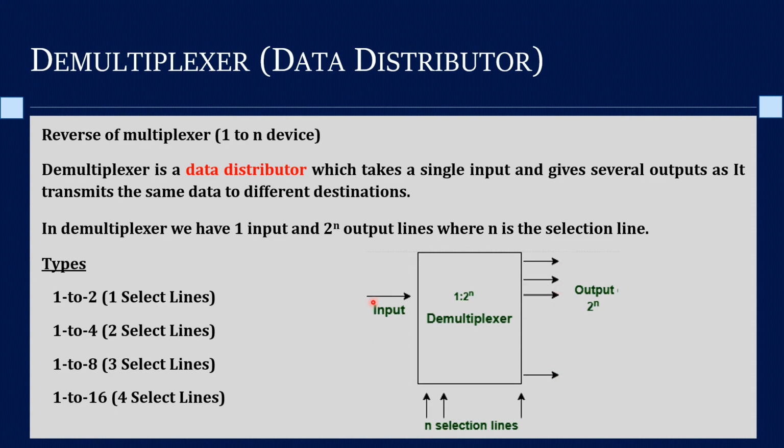Okay, so it consists of one input line, n selection lines, and 2 raised to n output lines. Based on that, we have various types of demultiplexers: 1 to 2, 1 to 4, 1 to 8, and 1 to 16. In the case of 2 raised to n, we need to have n selection lines. If it is a 1 to 2 demultiplexer, then we need one select line. For 1 to 4 we need two select lines, for 1 to 8 we need three select lines, and for 1 to 16 we need four select lines.